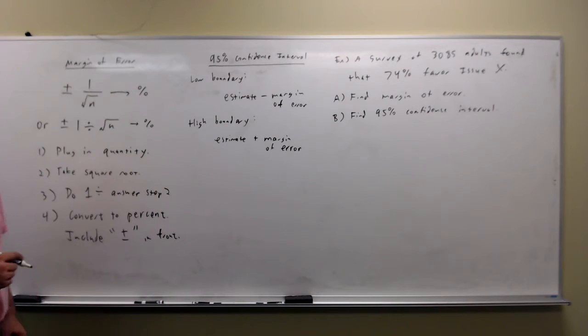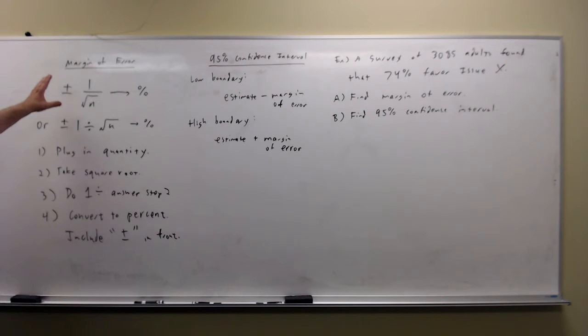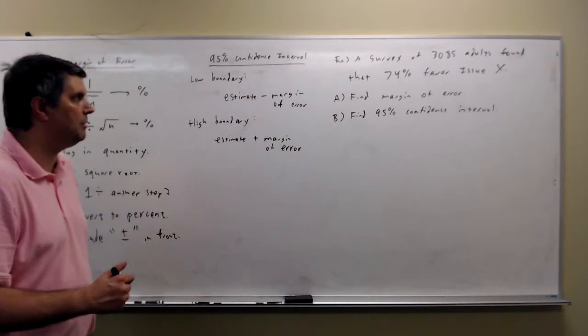Okay, I'm going to talk about margin of error and then what you can get from it, the 95% confidence interval. To find the margin of error, this is the formula that's normally shown: plus or minus 1 divided by the square root of your sample size. In the example, n would be 3085.